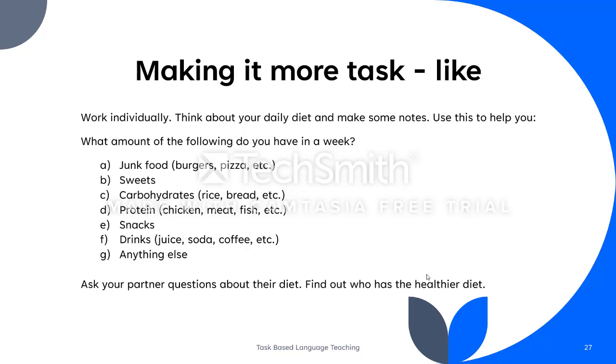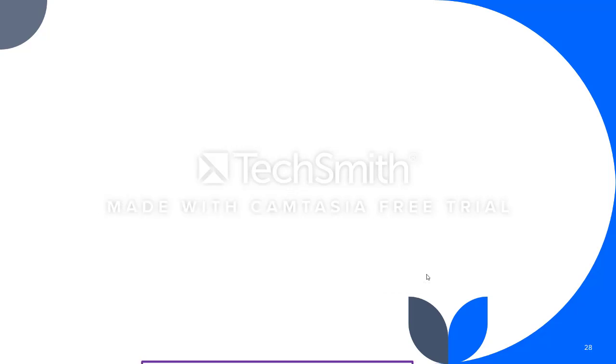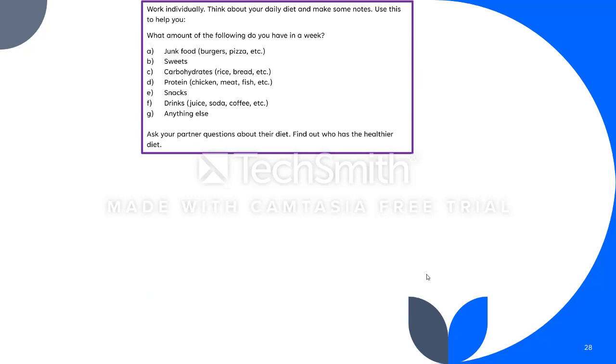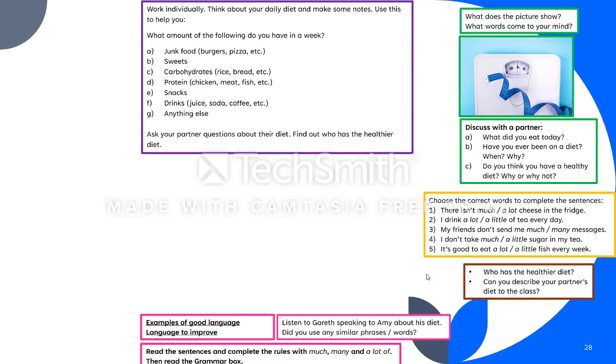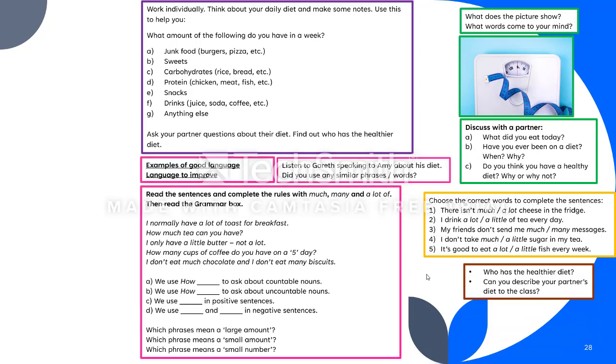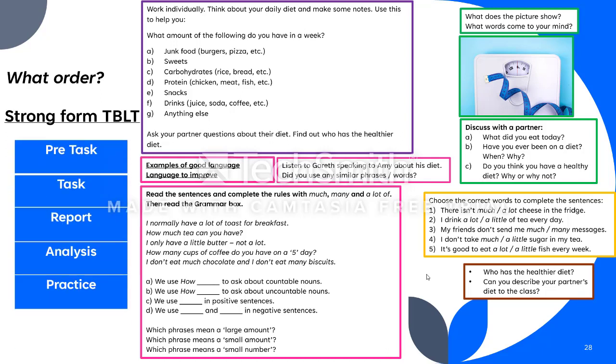Now, I'll show you screenshots from different parts of the lesson that I planned and how I adapted this page. Here is the main task, and here are the main stages of the lesson. If you were teaching this lesson, in what order would you teach these stages? Let's try to put it in the strong form language framework. Please take a minute and think about how you would order these stages.